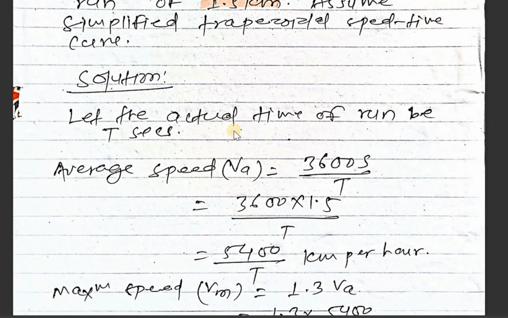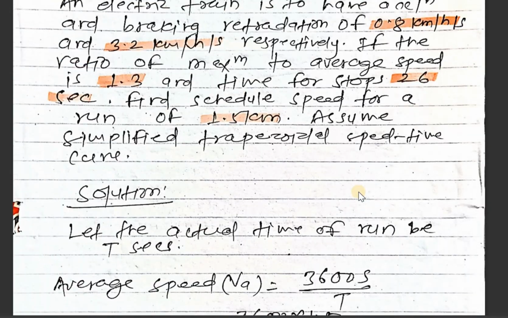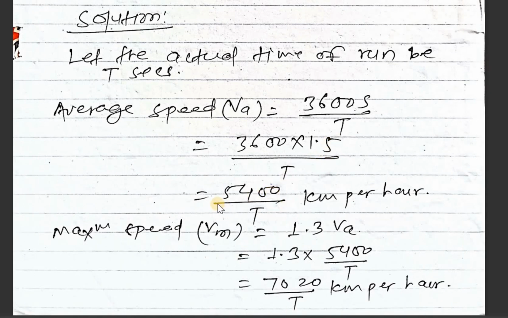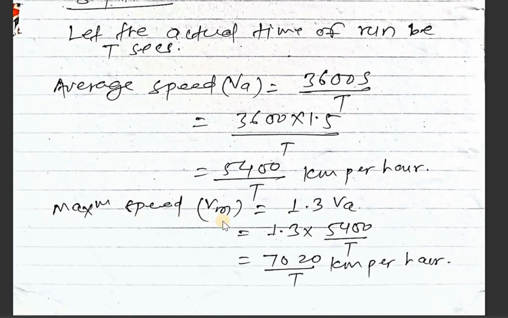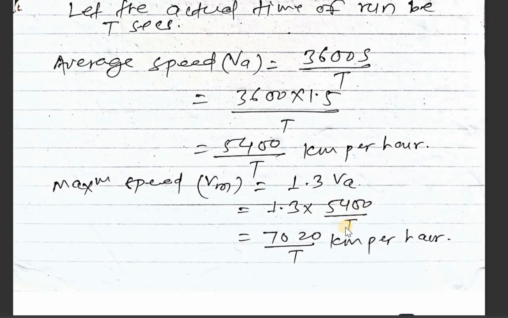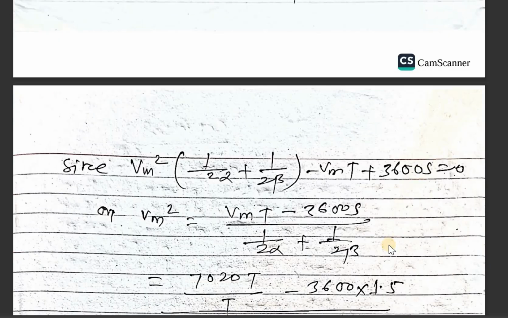First of all, let the actual time of run (total time) be T seconds. The average speed Va we know is 3600 S upon T. So 3600 into S, where the value of S is the total distance, which is given in the question as 1.5. So 5400 upon T kilometer per hour. And the maximum speed Vm equals 1.3 Va, which is also mentioned in the question. So 1.3 into 5400 upon T, that is 7020 upon T kilometer per hour.